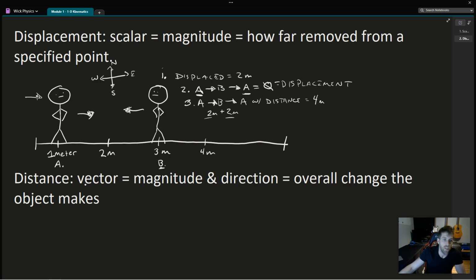Okay. The displacement was 0 because the individual, as we talked about, didn't really remove themselves from that position.